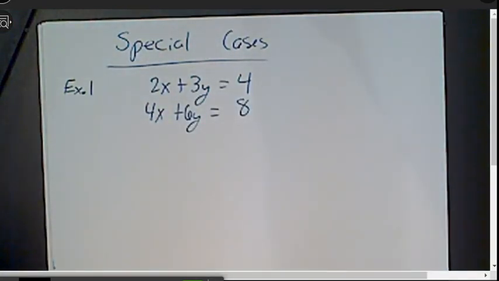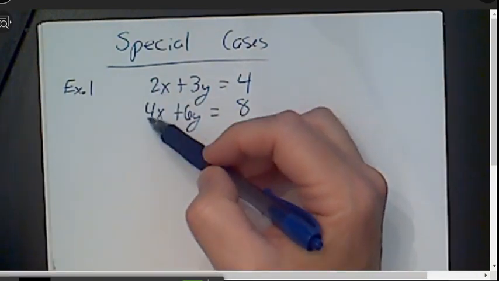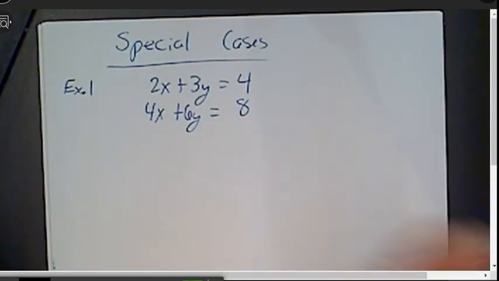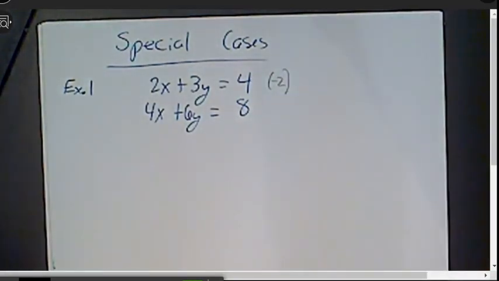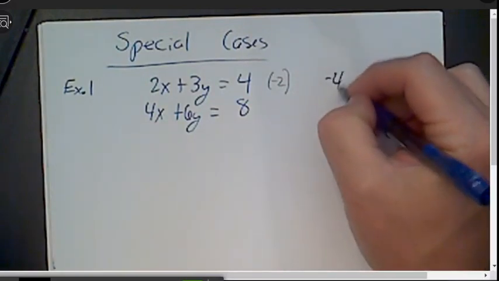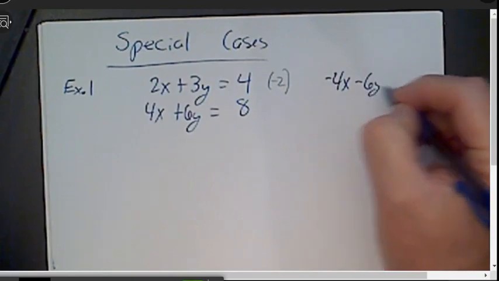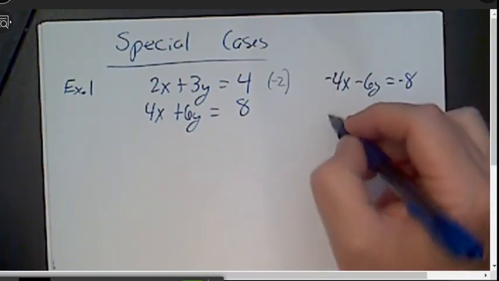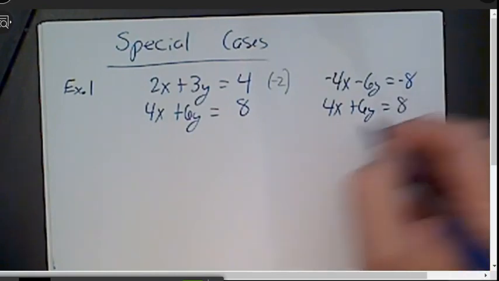Okay, so we've got 2x plus 3y is equal to 4, and then 4x plus 6y is equal to 8. All right, so this is one where most people go, all right, so I can get from 2 to 4 by multiplying this equation by -2. So I'm just going to take this top equation and multiply by -2. Okay, so if we do that, we get -4x, -6y equals -8. Bottom row, we get 4x plus 6y is equal to 8.